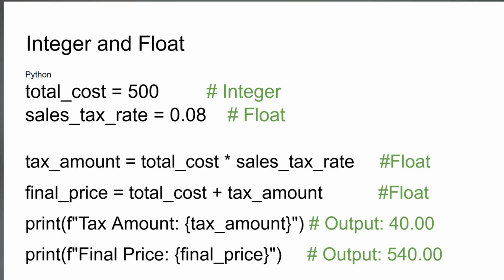And so if you print tax amount, you'll see it says 4.0. And the final price is going to be 540.0. What you have to keep in mind is some languages put a penalty on this. Python, fortunately, doesn't force you to convert things. It just automatically converts them, so it'll automatically convert an integer to a floating point number.